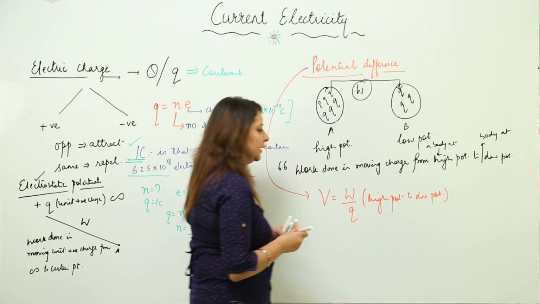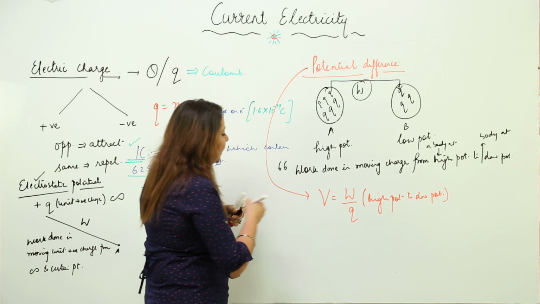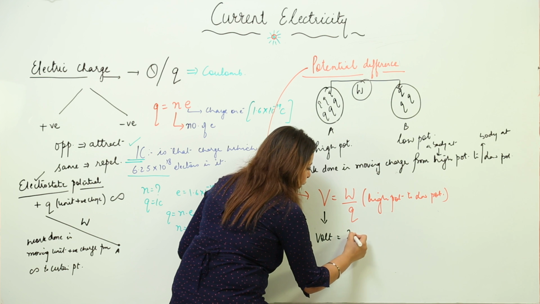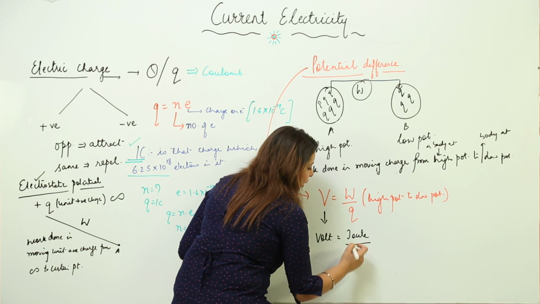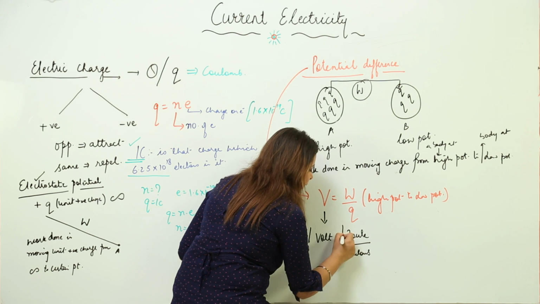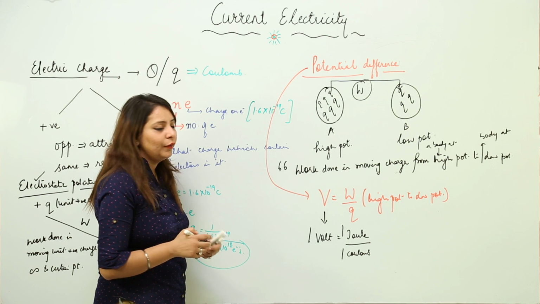And obviously from high potential to low potential. If we focus on the units, the SI unit of potential difference is volt, work is joule, which we already know, and for charge it is coulomb. So it comes out to be 1 volt is equal to 1 joule over 1 coulomb.